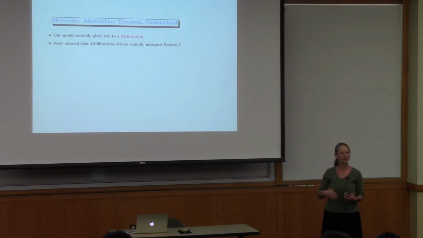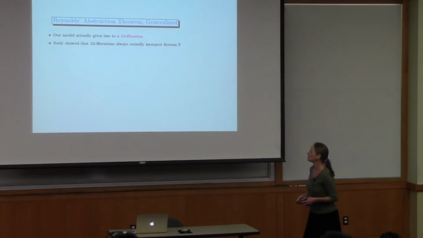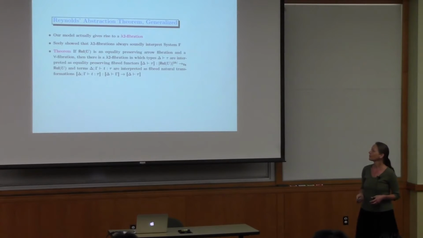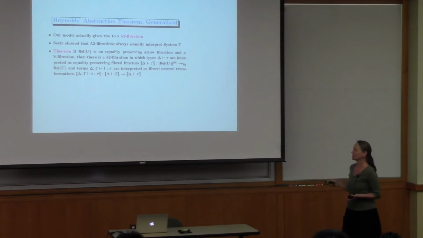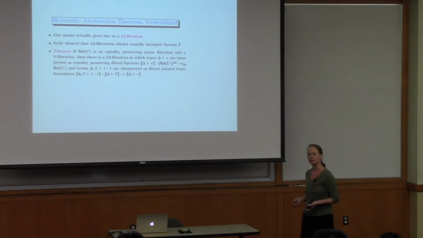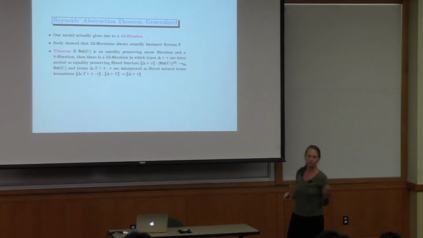So this would be another way to slice the work. You still have to do the work. You still have to know that your model or your model framework is working properly. So you have to do a little bit of follow-up, but you can do it. And then the theorem that we get is that all the stuff I just gave you gives a lambda 2 fibration. So if I have an equality-preserving arrow fibration that's also a lambda fibration, then I can make a lambda 2 fibration where I interpret my types as equality-preserving fibered functors and my terms as fibered natural transformations. So that's what we've been working toward.